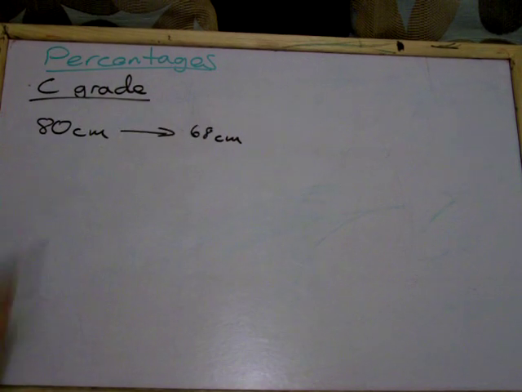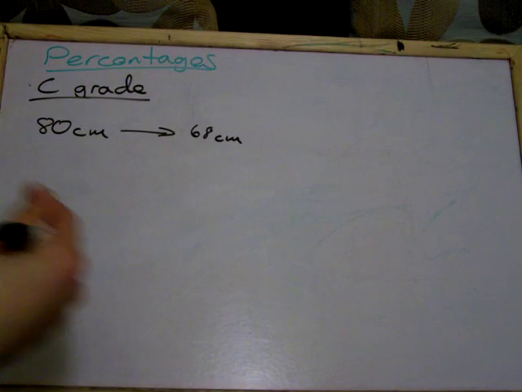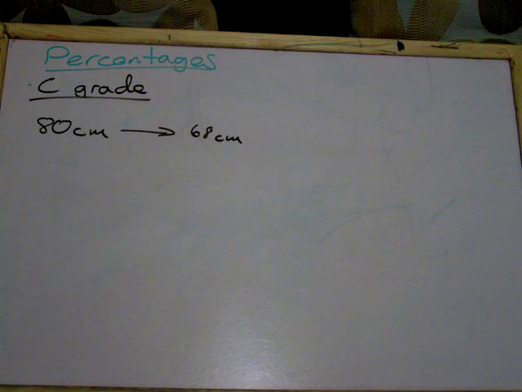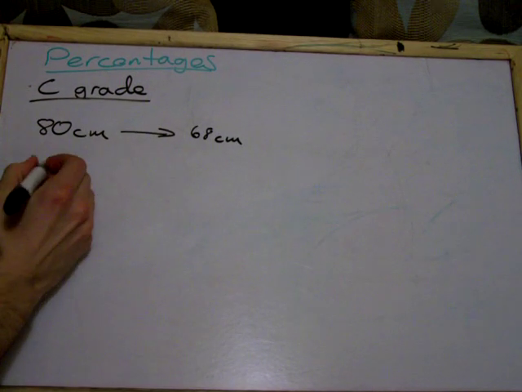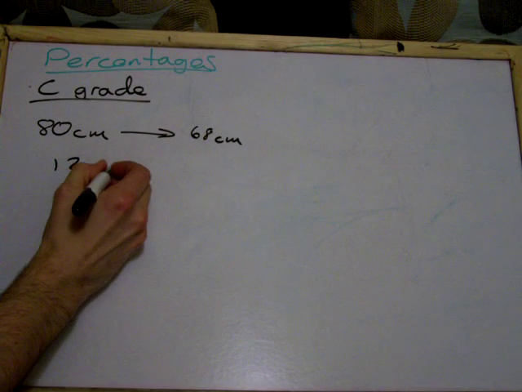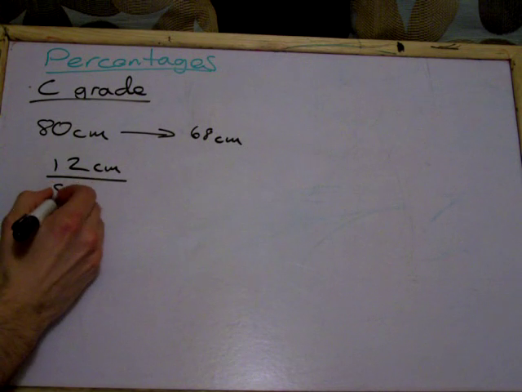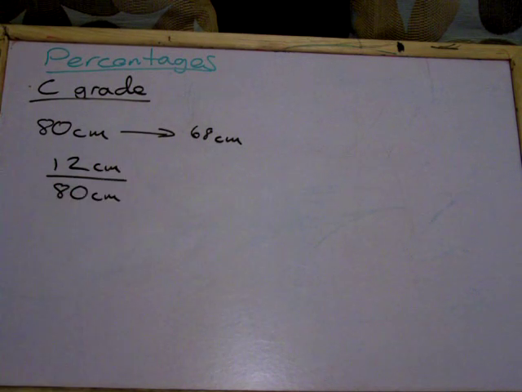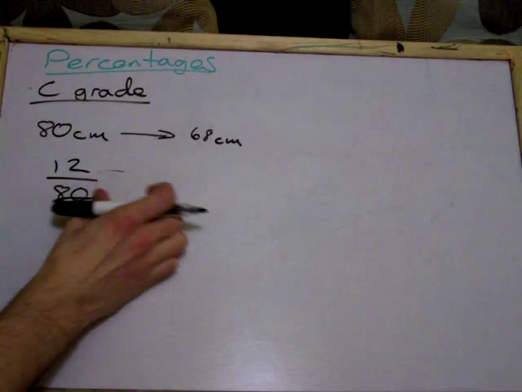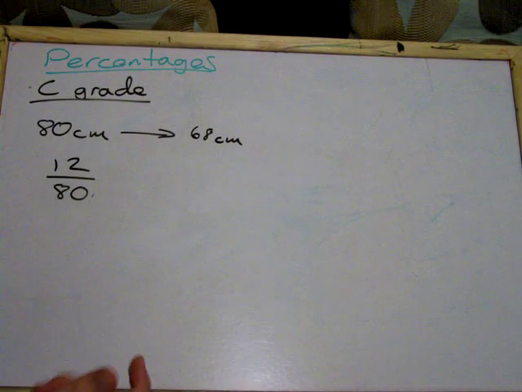Then to say that it's decreased by 12 centimetres. So I'm going to work out what that 12 centimetres is as a percentage of 80. So it's 12 centimetres as a percentage, or as an amount, or proportion you might say, of 80 centimetres. Okay, same process we went through in previous videos.